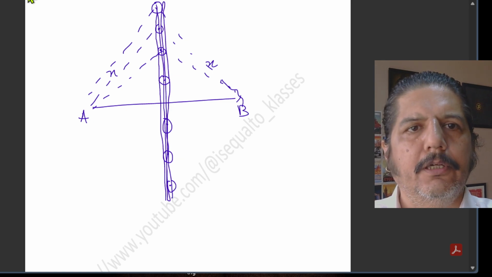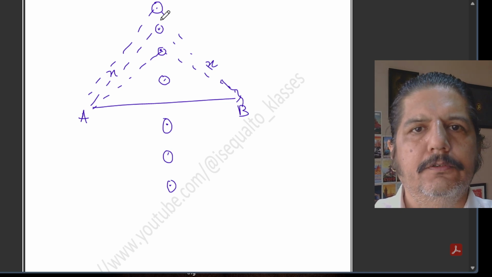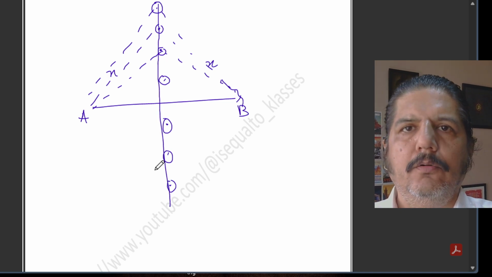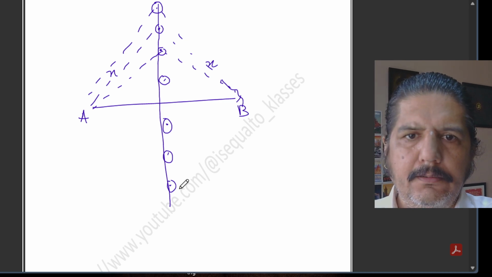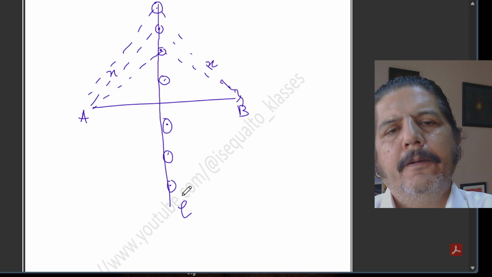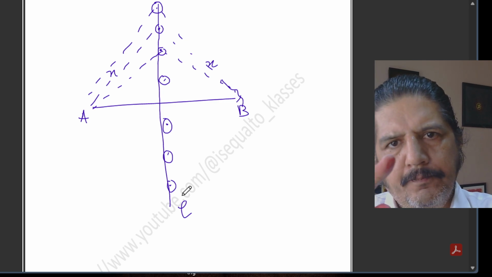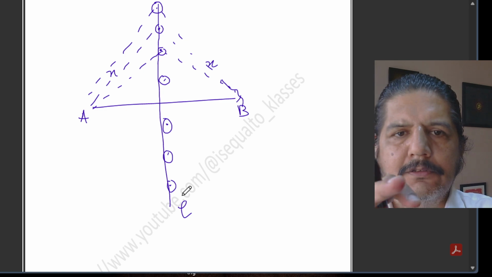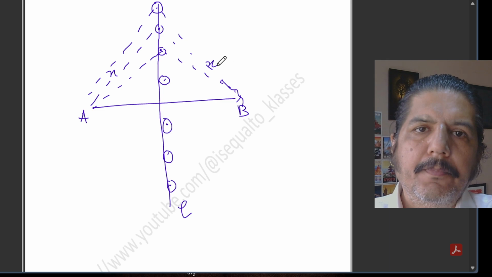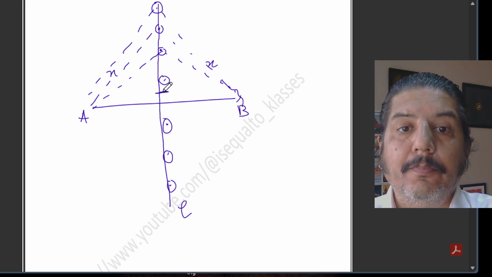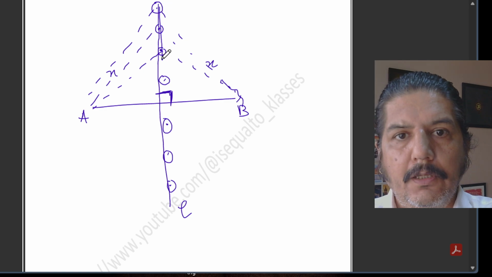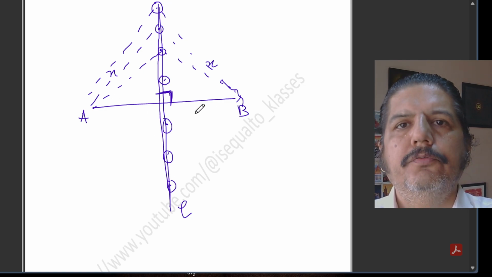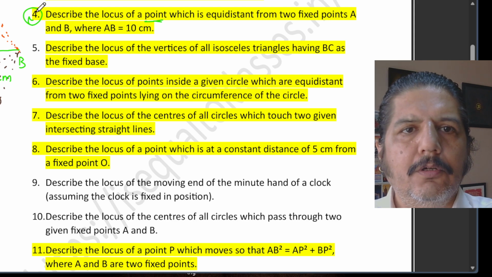Please excuse my drawing, I'll draw this again. So this straight line would be the line on which the point can move. Let me call this L for locus. Whenever the point is located at any point on this line, its distance from A and B would remain the same. And this line is actually the perpendicular bisector of AB. So I hope you have understood this point.